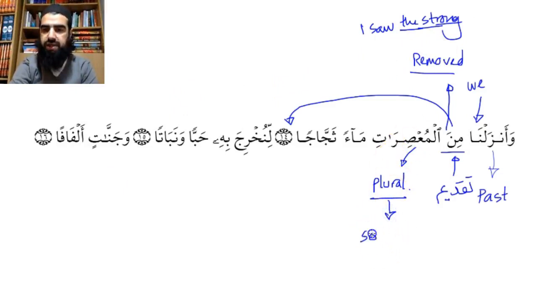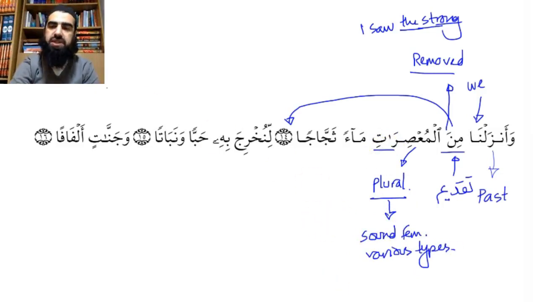And going back to this plural then, al-mu'sirat is a sound feminine plural. The sound feminine plural itself comes for various types. So the Arabs use this word to express like a multitude, a spectrum of mu'sirat, you can say. So what does the word mu'sirat mean? I think I'll explain that in a little bit.